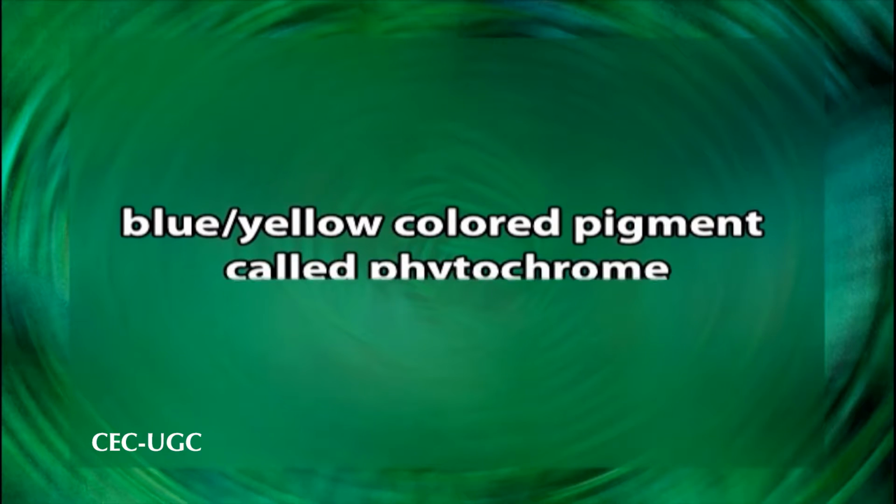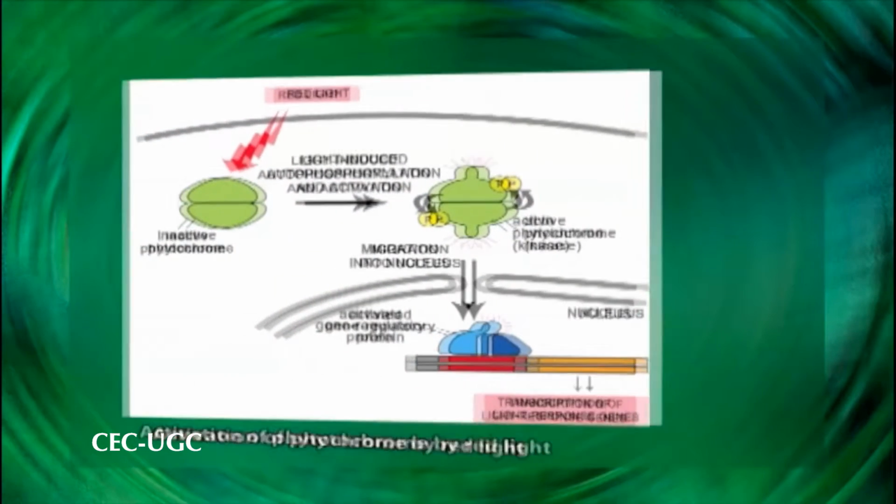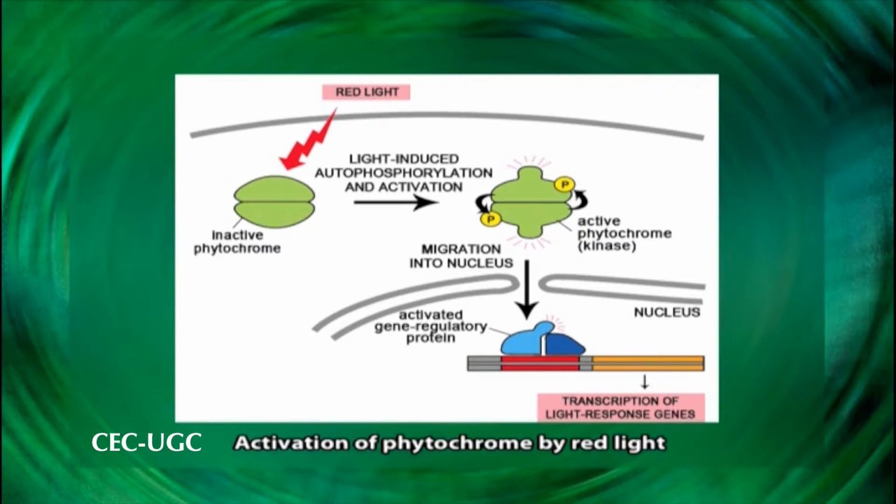Search for such a compound in plants resulted in the discovery of a blue-yellow colored pigment called phytochrome. This complex gets excited with the absorption of light. At red wavelengths, its protein gets activated and acts as an aspartate kinase, and it autophosphorylates itself. The pure form of phytochrome is made up of two components. One is a protein and the other is a chromophoric component and is yellow or blue in color.